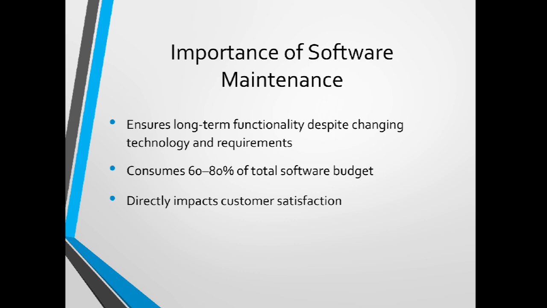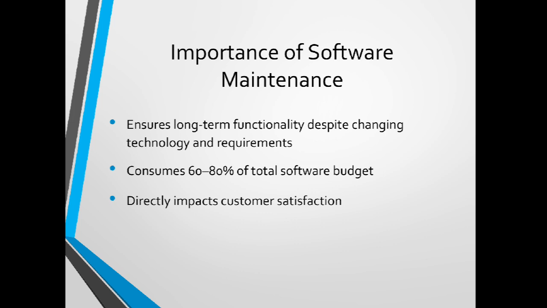The next one is significant economic impact. Many people assume development is the most expensive part of a software project, but that's a common misconception. The reality is that maintenance typically consumes 60% to 80% of the total software budget. In many cases, the cost of maintaining a system over its lifespan is far greater than the cost of its initial development. This is why we talk about building maintainable software from the start.